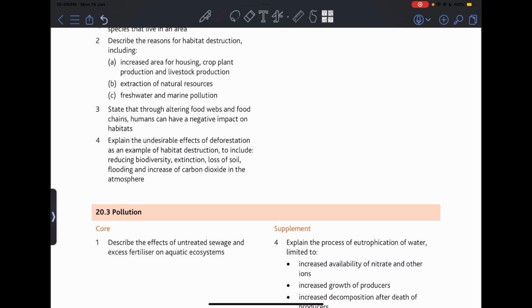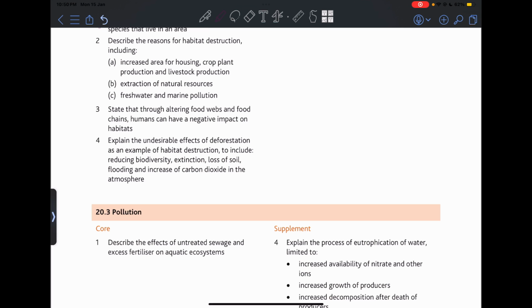So, if you cut down trees, then you will have a reduction in biodiversity. All of the genes will be nearly the same. So, if there's a disease, it will destroy the whole population right away of a crop or an animal because there's no biodiversity. Extinction: some animals may go extinct because they can't find a place to live. Loss of soil, because there are no trees, of course. Flooding may occur because the rainforest actually protects the place from flooding. An increase in carbon dioxide in the atmosphere.